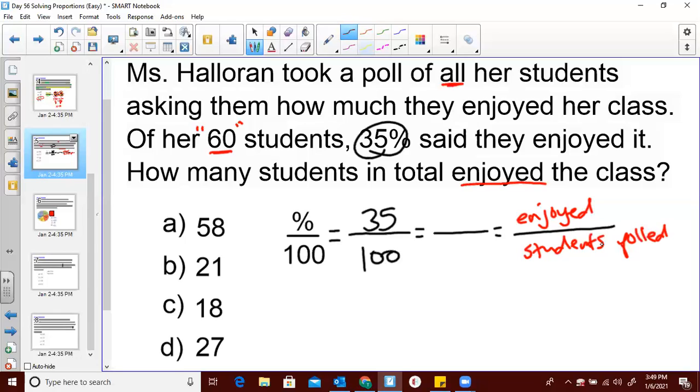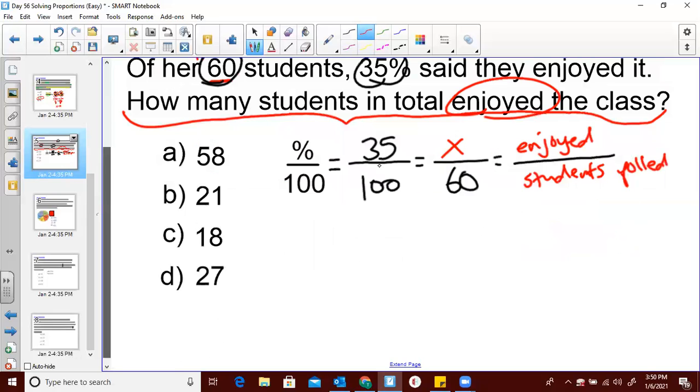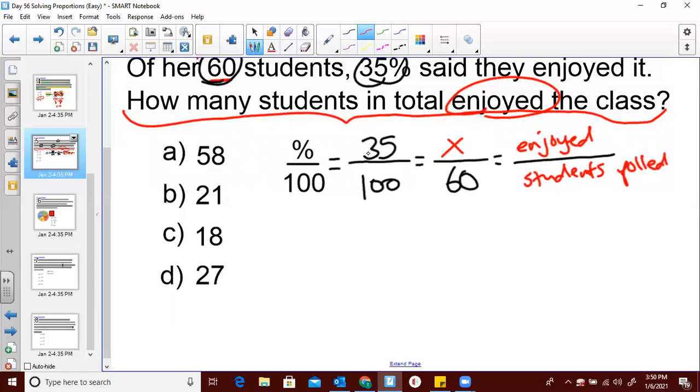All right, so let's look at it. Ms. Halloran took a poll of all of her students. Of her 60 students, she has a total of 60 students. Our question is, how many in total enjoyed the class? So that's where our variable goes. All right, so you get the first half for free, but you have to put in a little bit of extra effort for that second half.